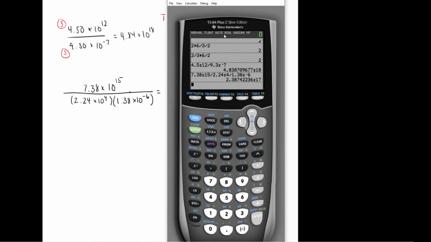And as I said, I need 3 significant digits on this one, so that would be 2.387. 7's the 4th digit, so I round up. That gets rounded up to a 9, 2.39, and then make sure you check the end of the number, times 10 to the 17 here. So 2.39 times 10 to the 17.